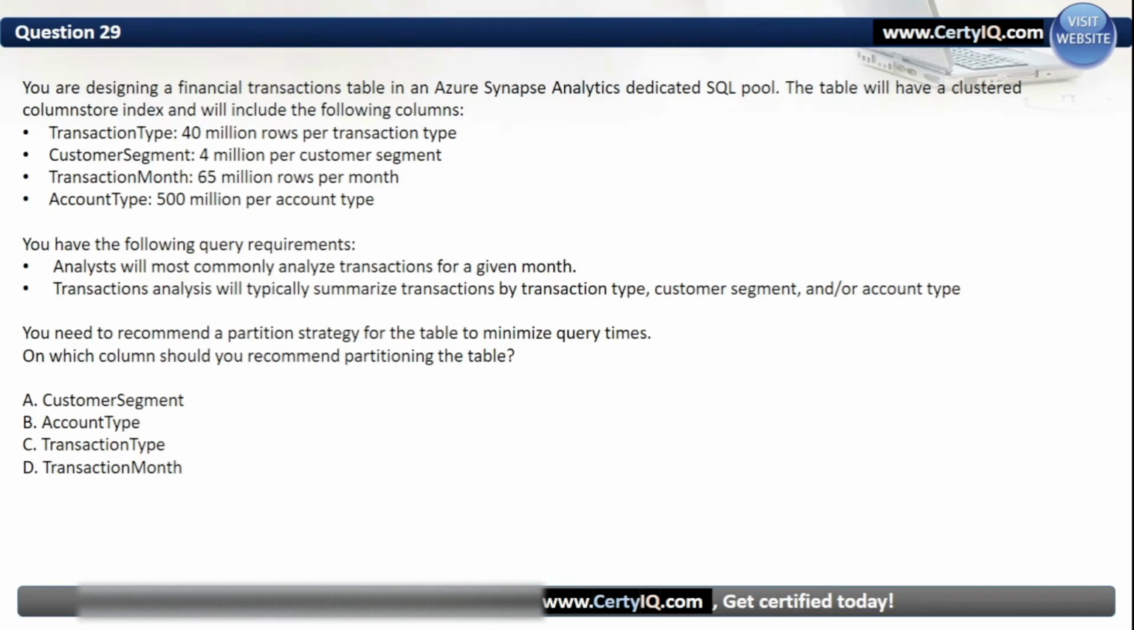Analysts will most commonly analyze transactions for a given month. Transaction analysis will typically summarize transactions by transaction type, customer segment, and/or account type. You need to recommend a partition strategy for the table to minimize query times. On which column should you recommend partitioning the table? Our options are A. Customer segment, B. Account type, C. Transaction type, or D. Transaction month. The correct option is D. Transaction month.